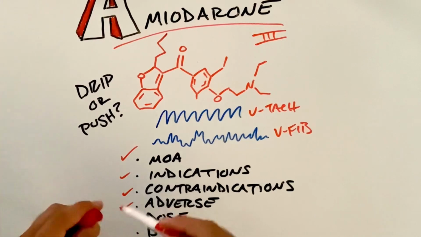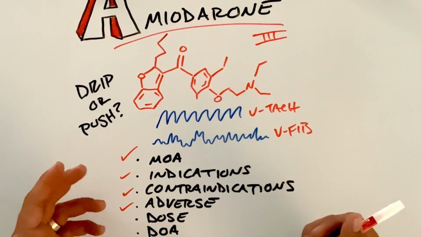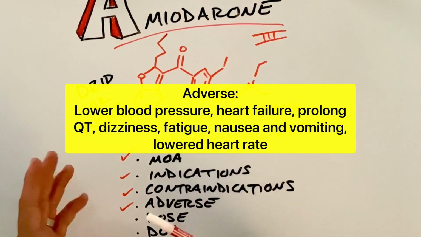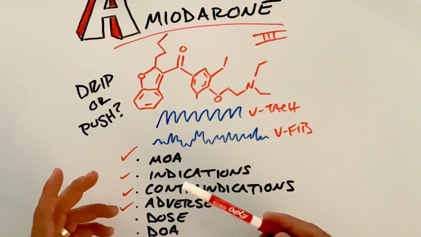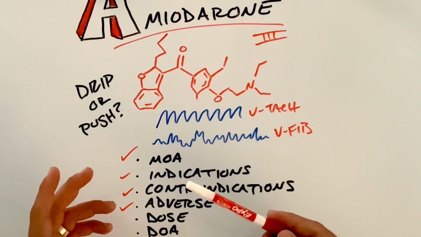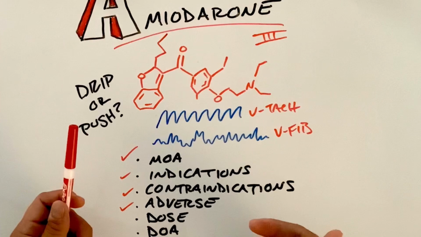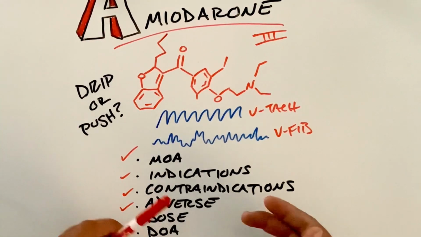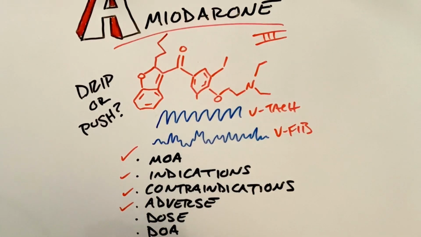Are there any adverse effects? Amiodarone has a potential to lower blood pressure, cause heart failure, prolonged QT, dizziness, fatigue, nausea, vomiting, all the other sorts of things that come with antiarrhythmics like this. And it can also lower heart rate. Why? Because we're working on the nerve tissues in the heart. We're trying to slow conduction through the heart, so obviously it can lower the heart rate, but it's an adverse effect.